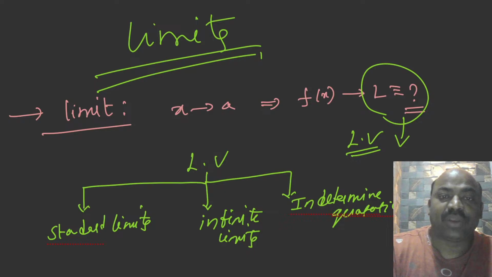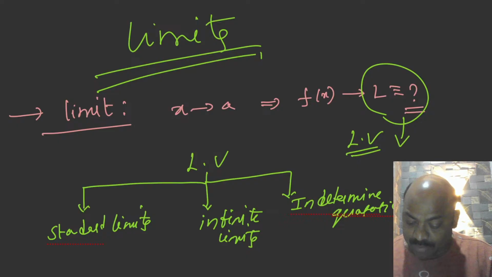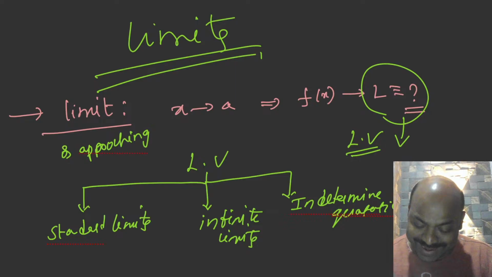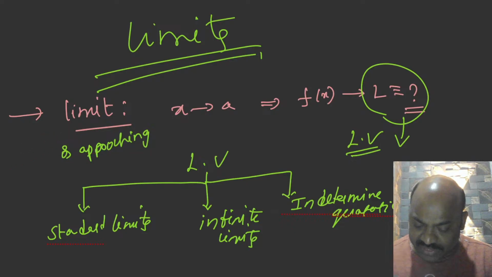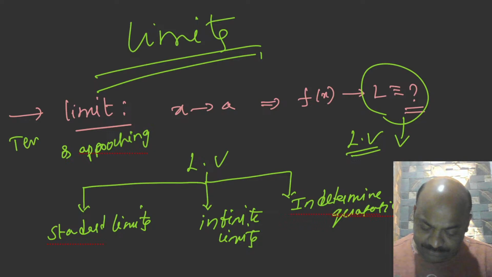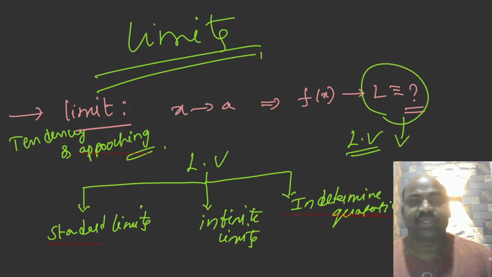Can you spell what we call this? Limits is just a process of tendency, which we also call approaching, or tendency. You can call it either way. So it's a process of finding the tendency, or one more way, approaching. This is basically called a limit.